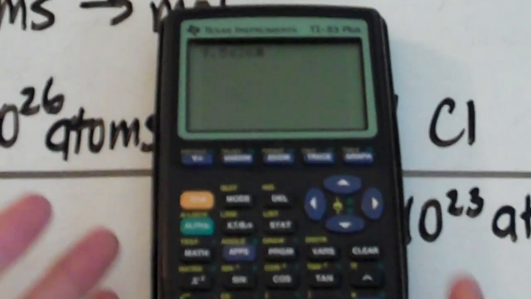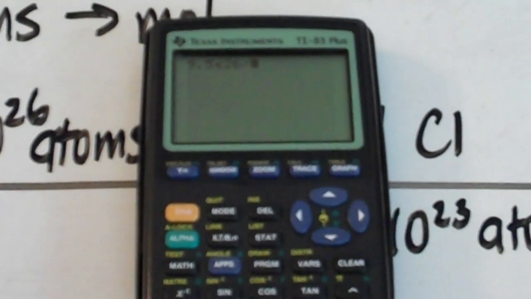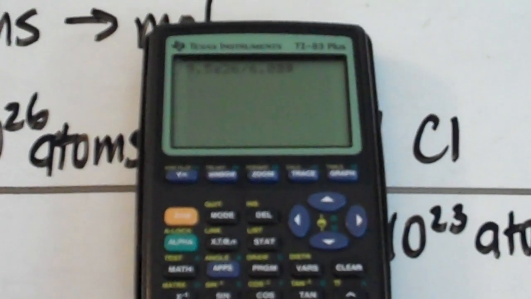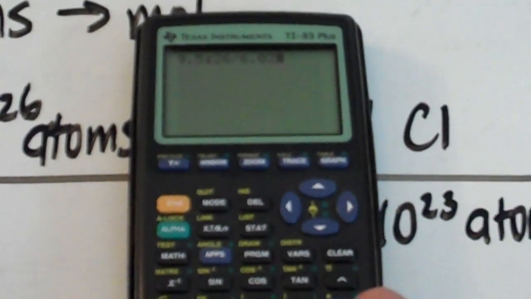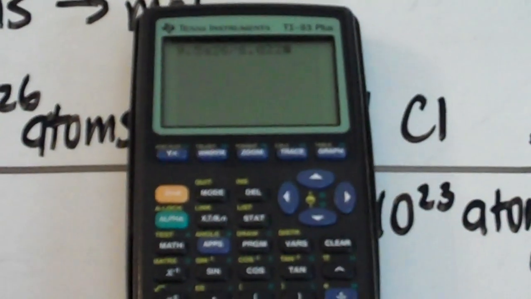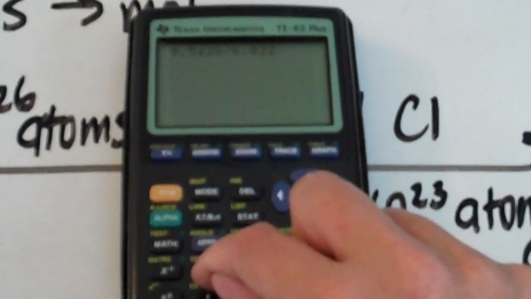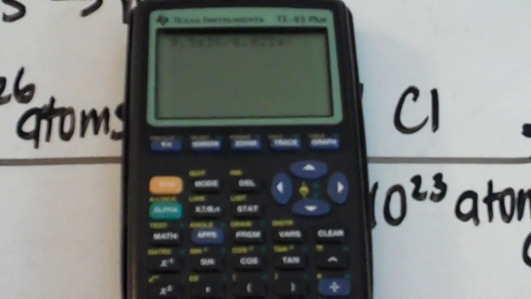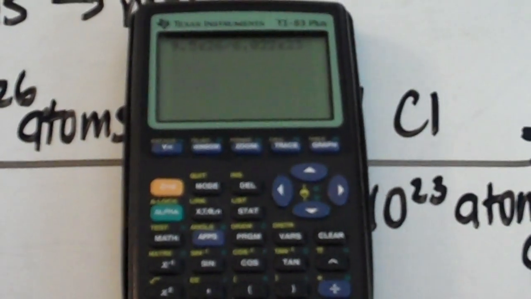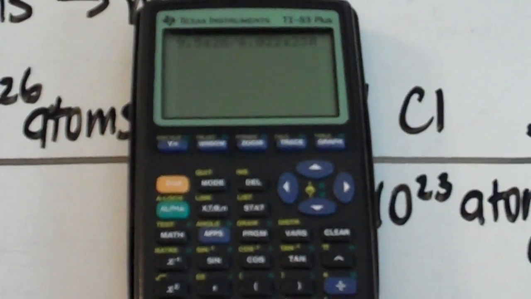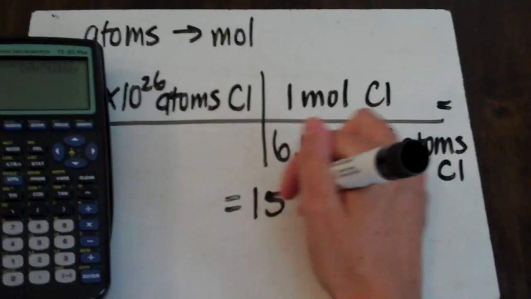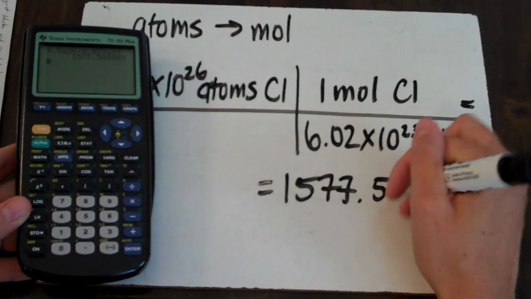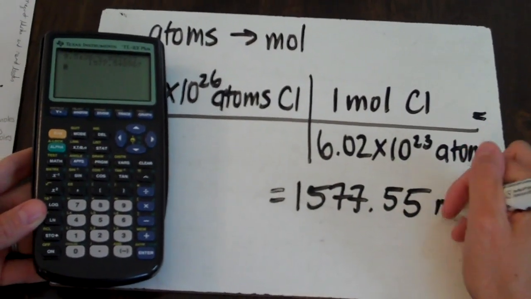All right, and so now I'm going to divide by Avogadro's number, which is 6.02, and really you should put 6.022. If I was good, I would do that. I think I put that in there. We'll go ahead and put 6.022, and then I press my second function, my EE key, and 23 is the number. Sorry, that's Avogadro's number. And then you press enter. And in this case, you should get a really big number. We got this number as 1577.55, and we can leave it at that. And that's moles of Cl.